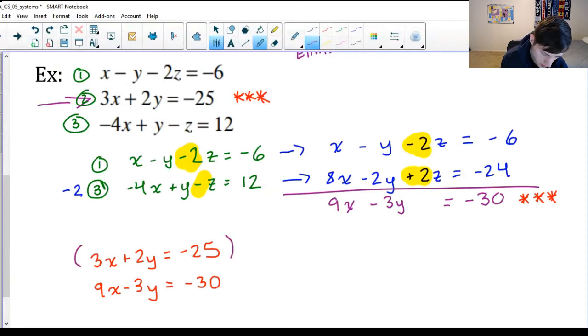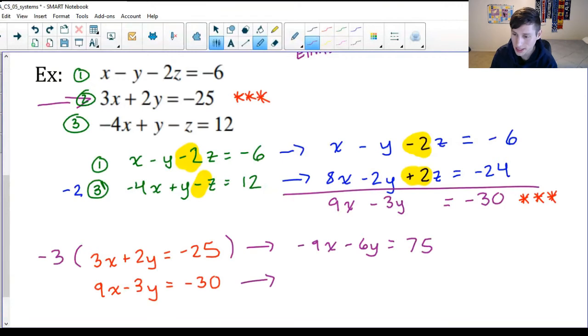So I'm going to take my first equation, multiply by negative 3. That way I'll have a negative 9, positive 9. So negative 9x minus 6y equals 75. This second equation, I don't need to make any changes to. 9x minus 3y equals negative 30.